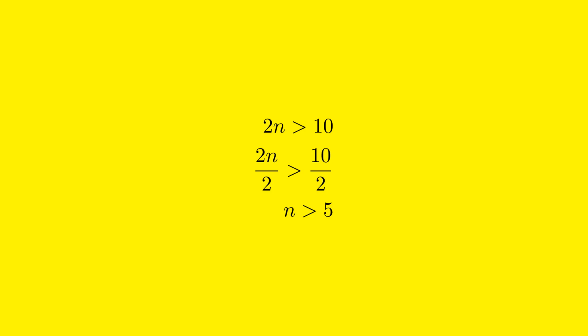Since our goal was to find the value of n, we see that the solution to the inequality 2n minus 4 greater than 6 is any number greater than 5. In inequality notation, the solution is n greater than 5. In interval notation, the solution is from 6 to infinity.